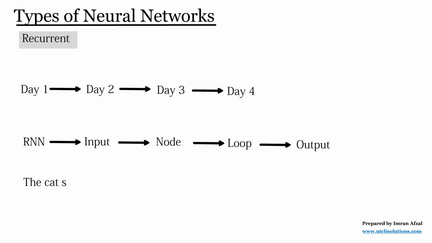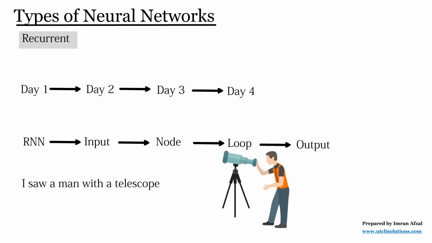You can think of RNNs like reading a sentence. Each word has meaning, but the full meaning depends on the words before it. For example, the sentence, "I saw a man with a telescope," could mean two things depending on how the words connect. RNNs are able to learn these connections.